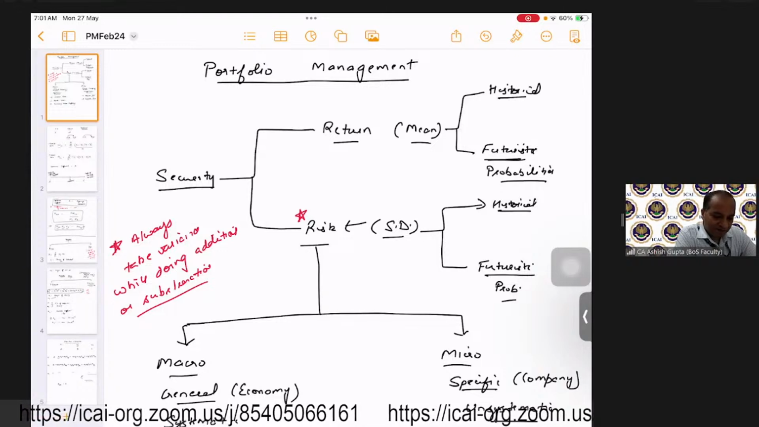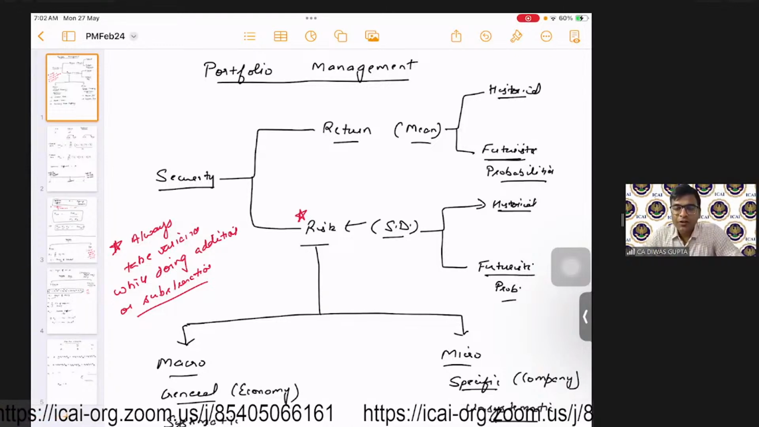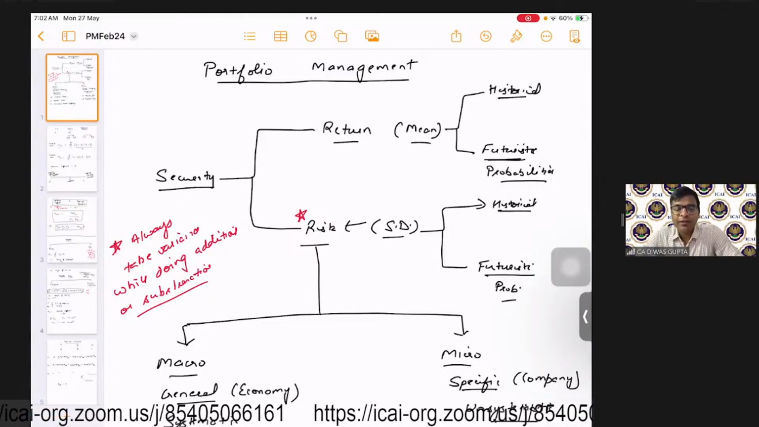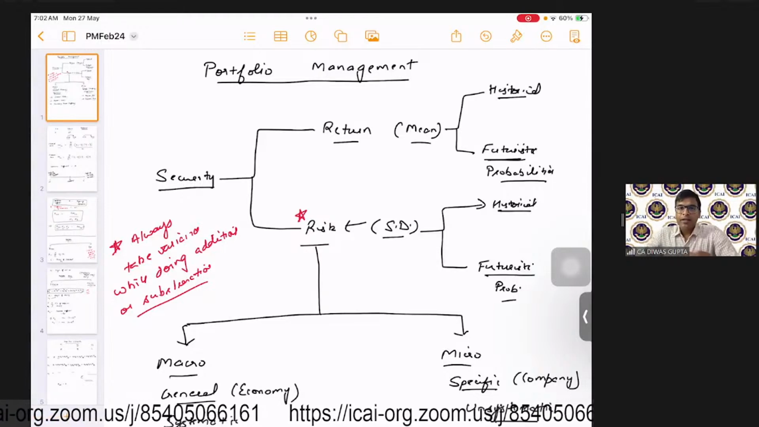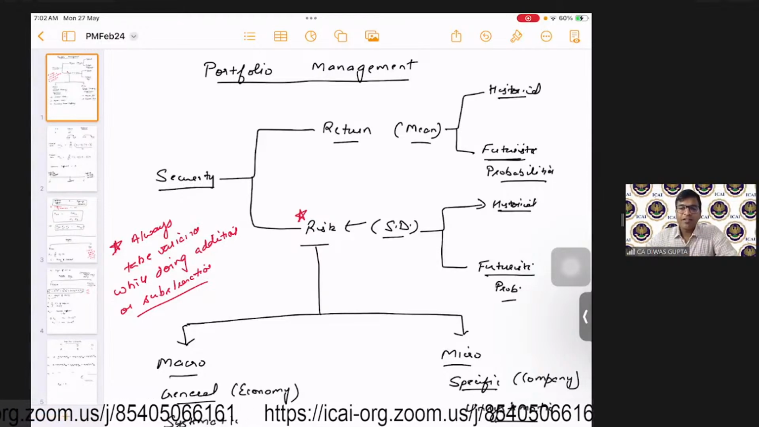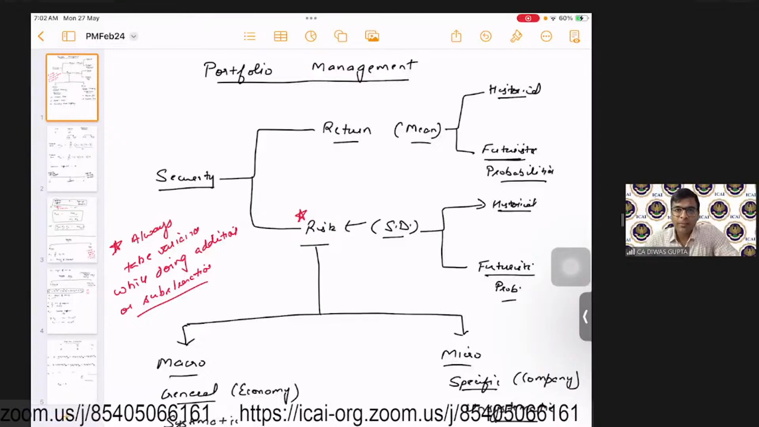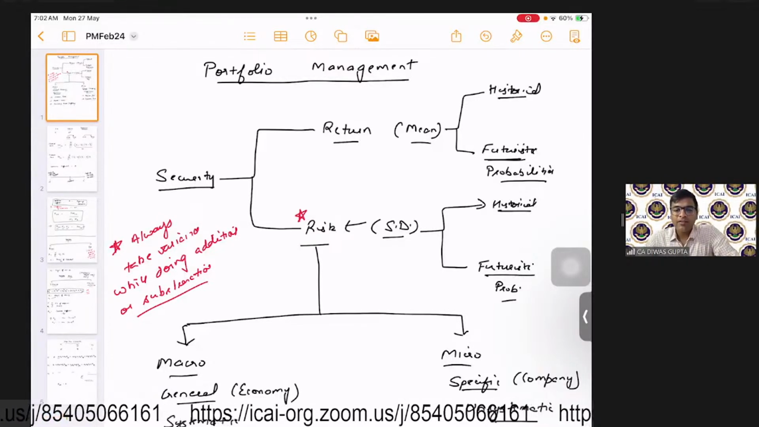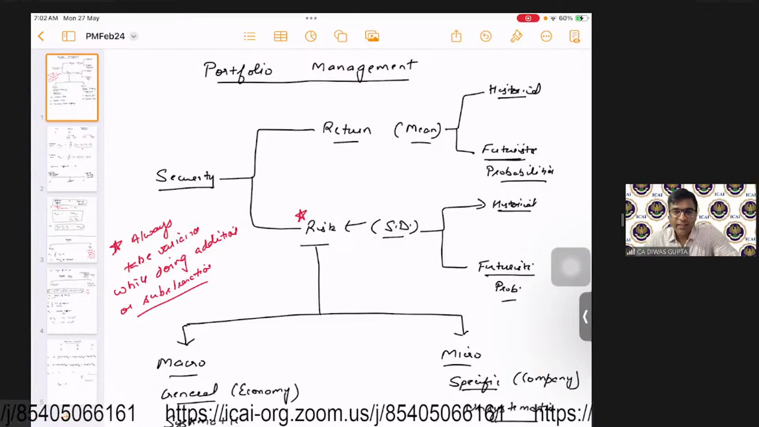Sure, sir. Thanks a lot, sir, for the opening remarks. Good morning, students. Today we will start with the topic of portfolio management. So we will start the revisionary part, and then we will also see some of the critical questions that we have done in our previous session. And we will also take up the queries simultaneously.